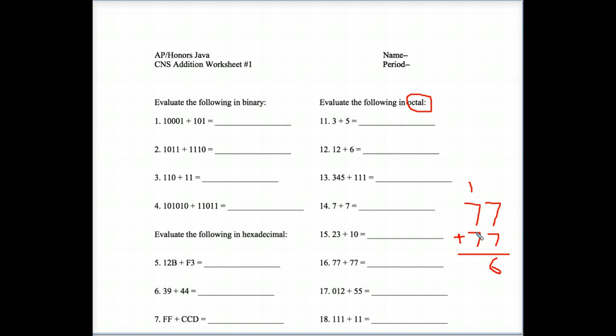Next, 1 plus 7 is 15. How many groups of 8 can you pull out of 15? Again, one group, and you're left with 7. And lastly, this one just adds up with itself to get your final answer of 176.